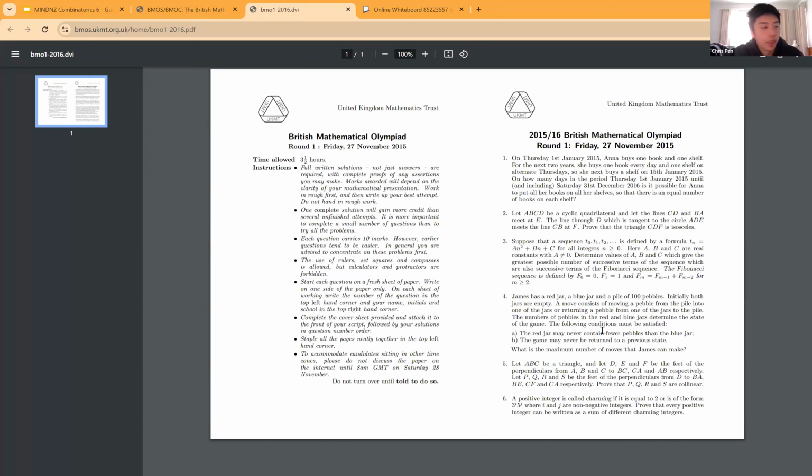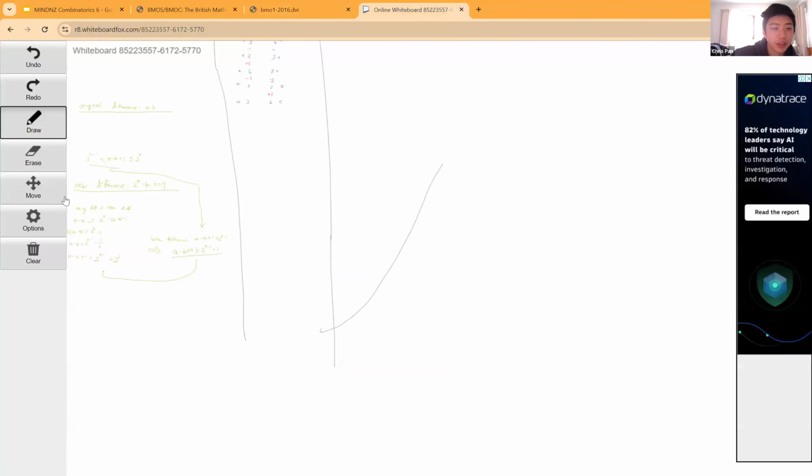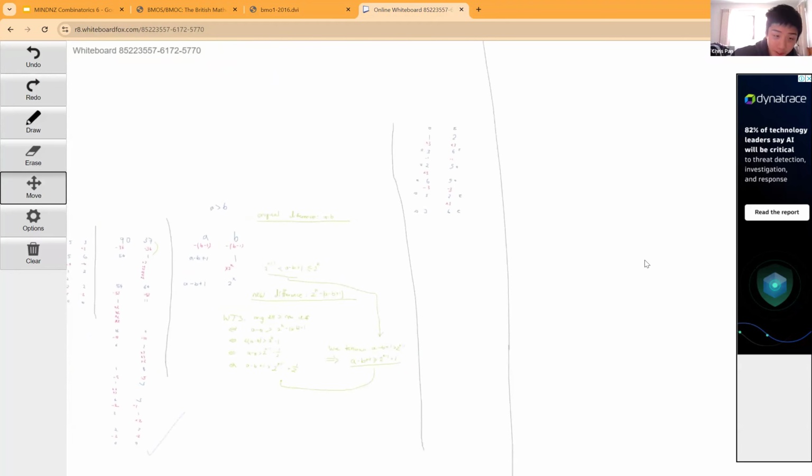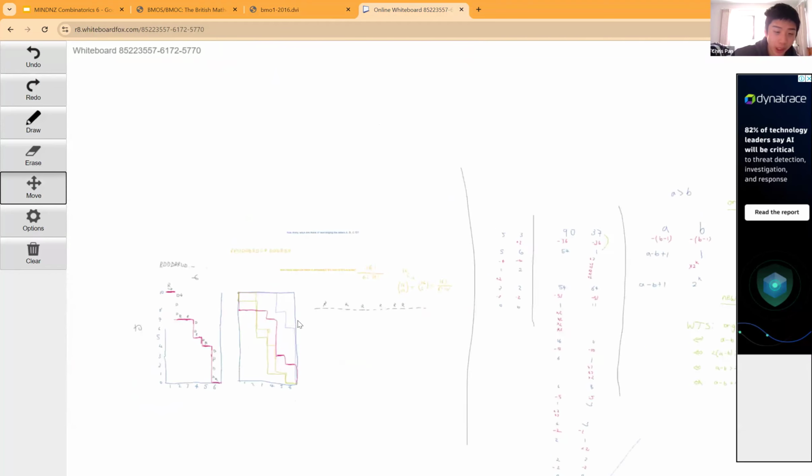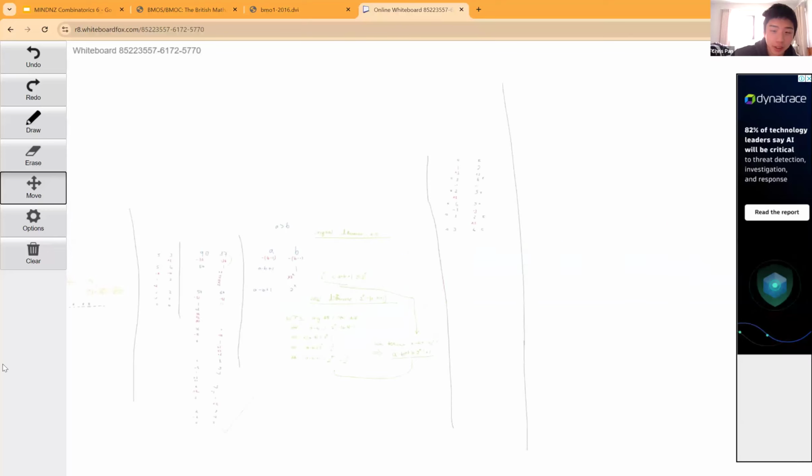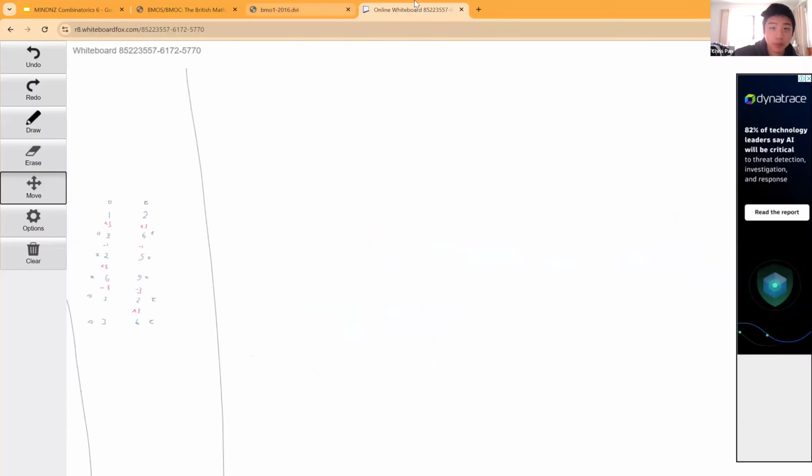So I'll give you guys a bit of time to try the problem yourself. You can pause here if you want to try it for yourself. And if you want a hint, consider what we were doing before with the first problem, where you actually visualize it as a grid. That's quite useful for this problem.